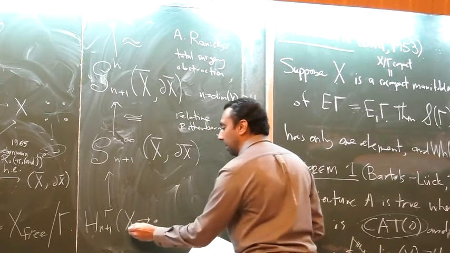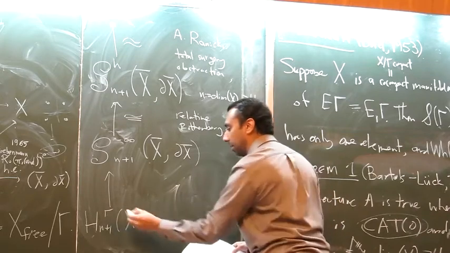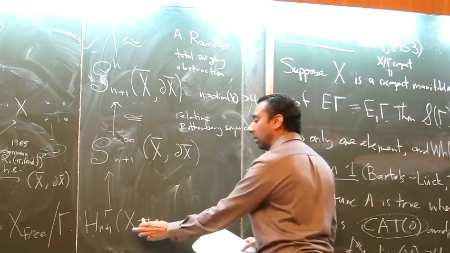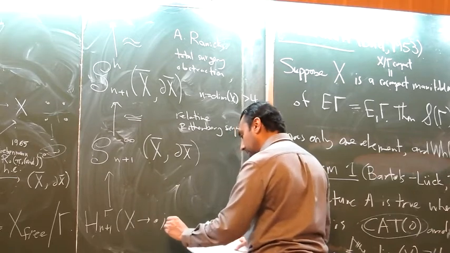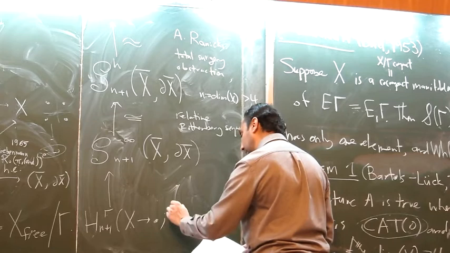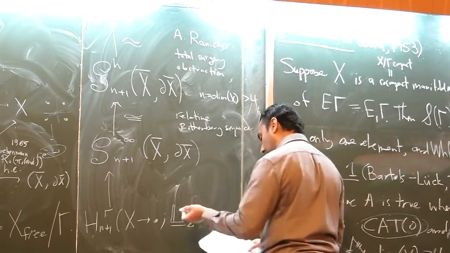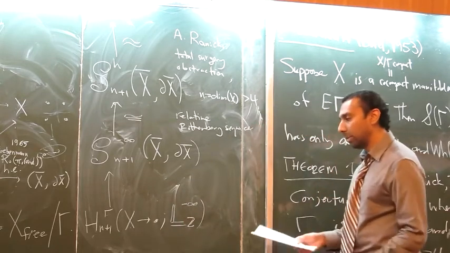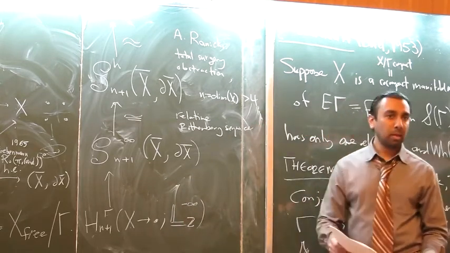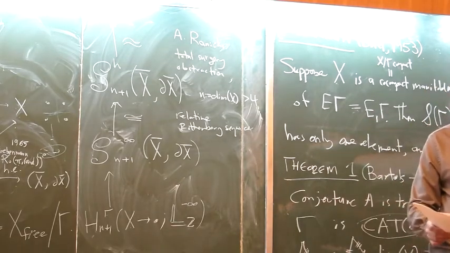So you can look at the map from X going to a point. This is a gamma map. And you can look at the relative term in the long exact sequence for a pair, and you look at it with some coefficients. The coefficients are in L theory. Whatever this is.